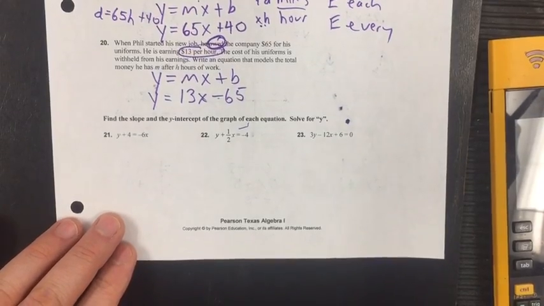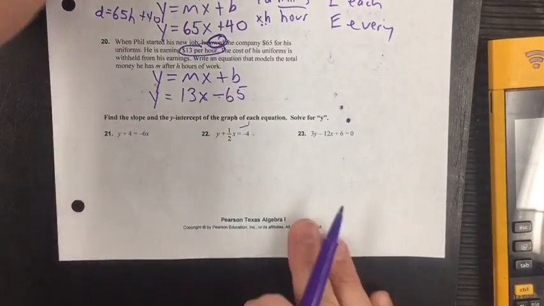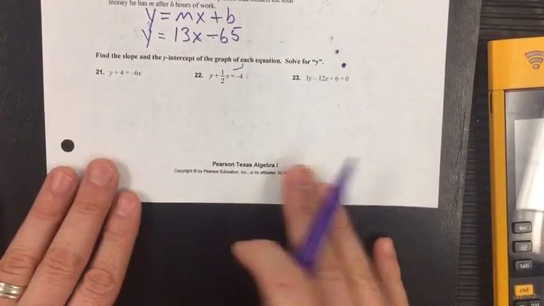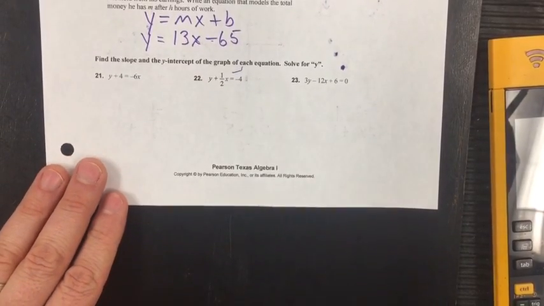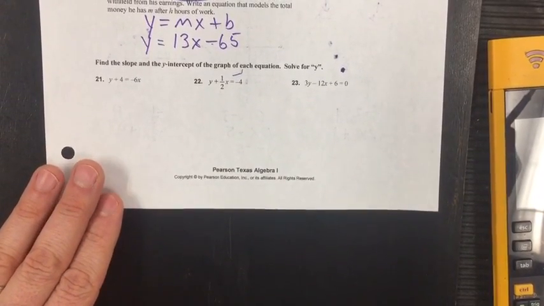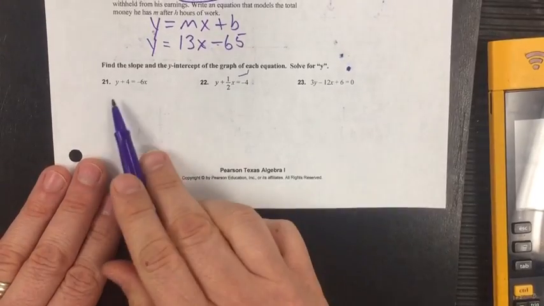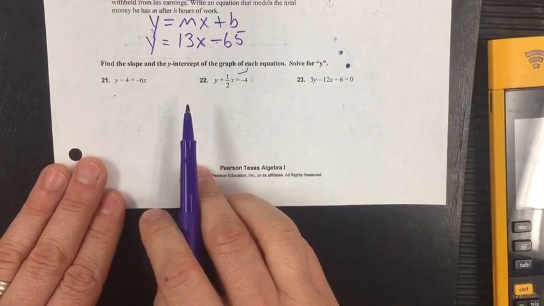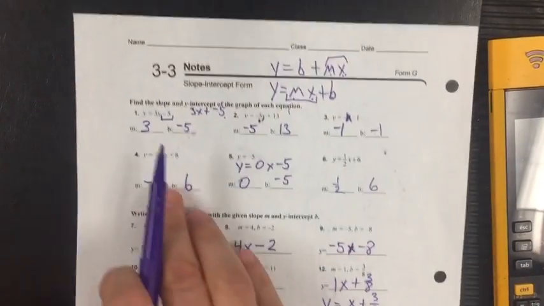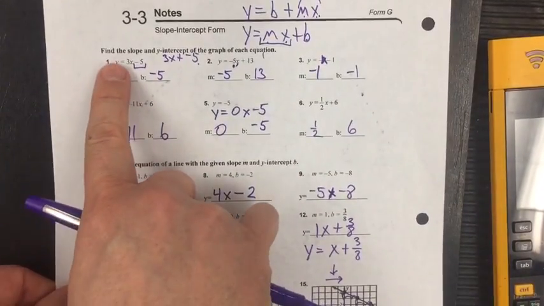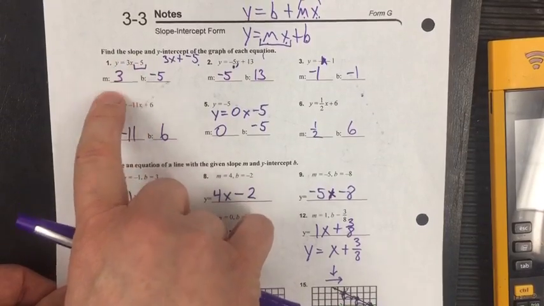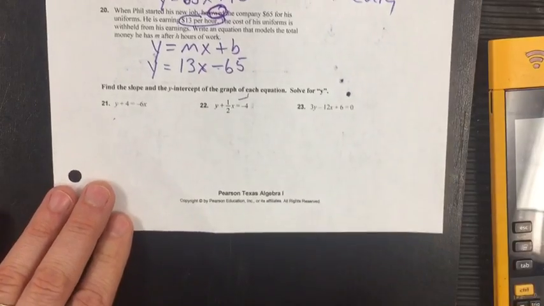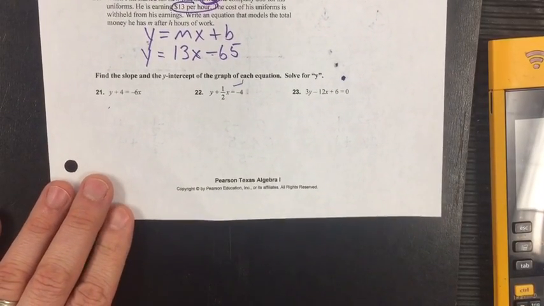Okay, we're almost done. The very last section, guys, is just math manipulation, where you just have to get y by itself. Y is not by itself on any one of these three. But once you get y by itself, it becomes as easy as the very first section. On the very first section, y was by itself, and you just pick out the m and the b. Once you get y by itself on these last three, it's just like section 1, okay?